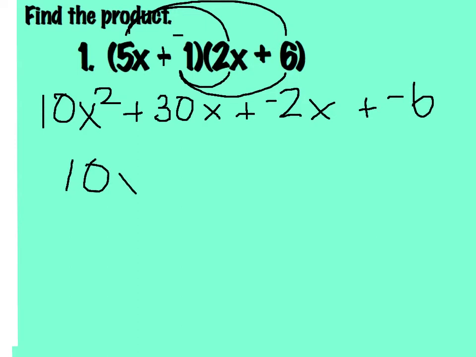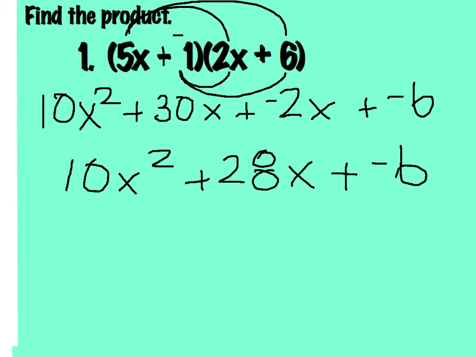I'll get 10x squared plus 28x plus negative 6. And I'm in standard form because my terms, my variables are in descending order, 2, 1, 0, and I don't have any other terms to combine. So when I multiply 5x minus 1 times 2x plus 6, this will be my final answer.